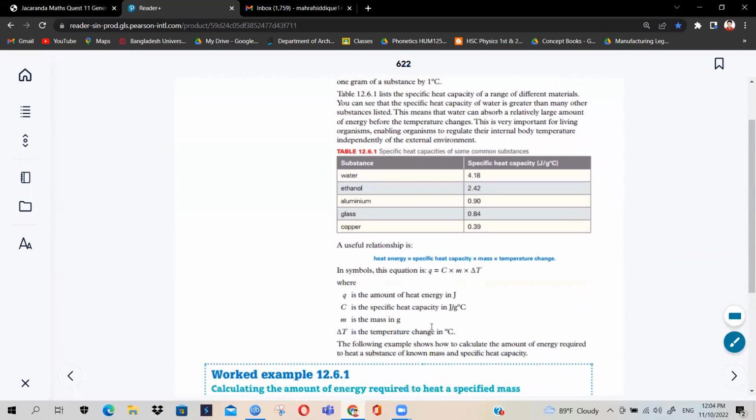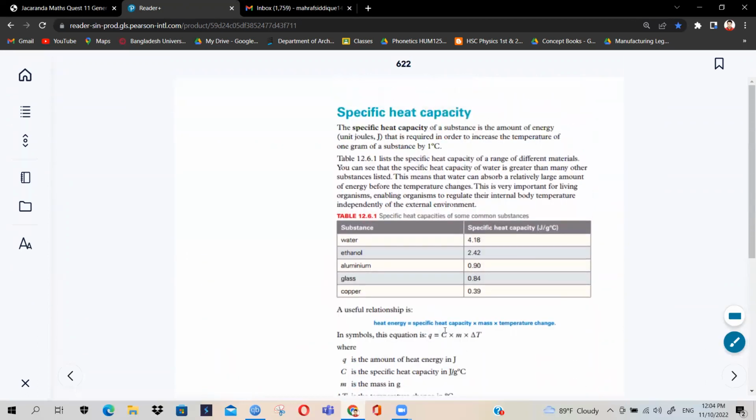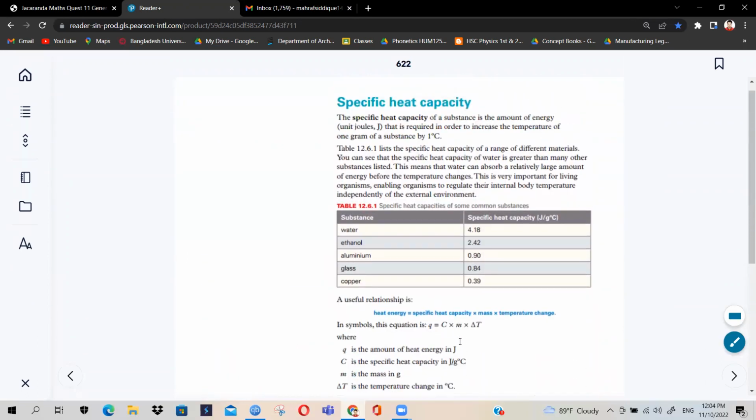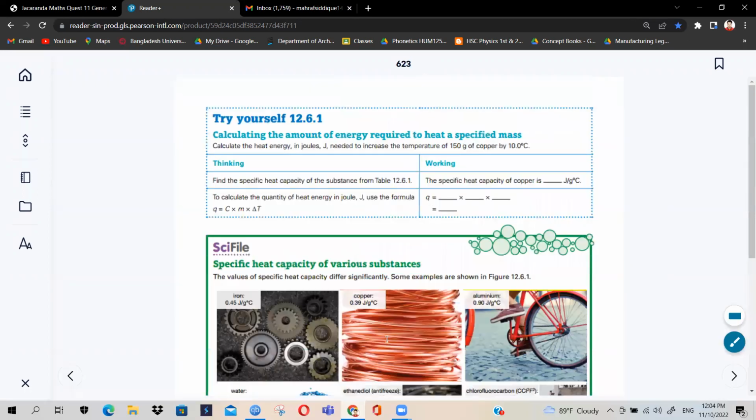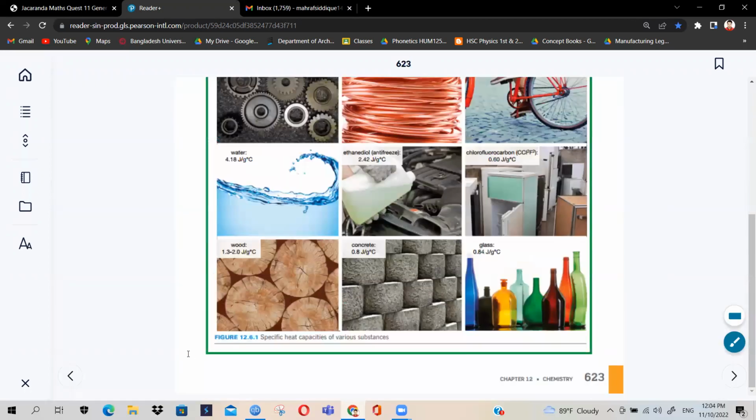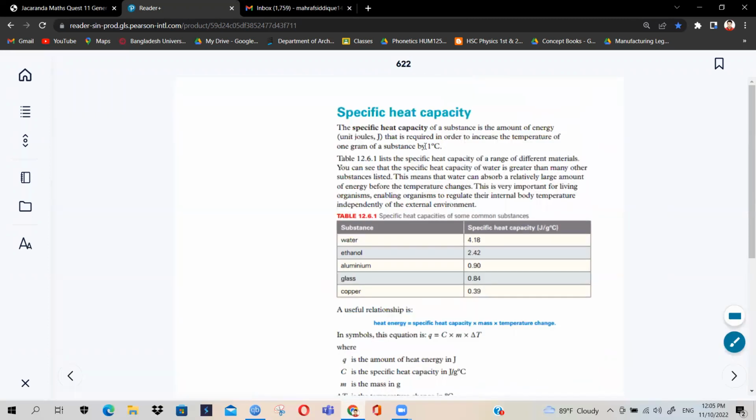Okay, and in your book we just see really easy math. Actually we did some difficult ones as well, but whatever is part of your syllabus we will just focus on that. So what is the specific heat capacity? Specific heat capacity of a substance is the amount of energy in joules that is required in order to increase the temperature of 1 gram of a substance by 1 degree Celsius.